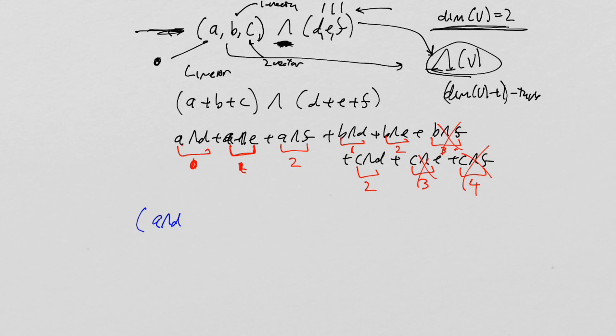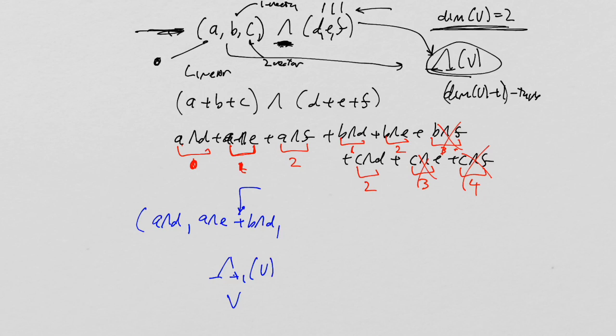Is that the only 0 form here? Yeah, I guess that would be the only 0 form. Then the 1 form is a wedge e plus b wedge d plus. I guess that's it. Now in this case, this plus is in fact the addition property of the first exterior power, which is just the addition property of the vector space V, right?